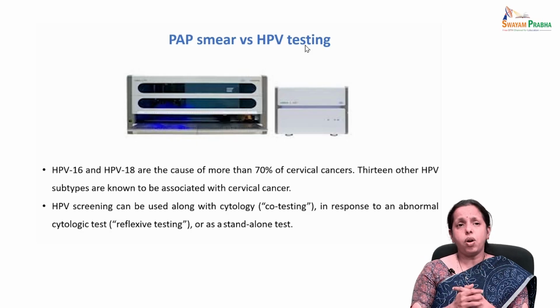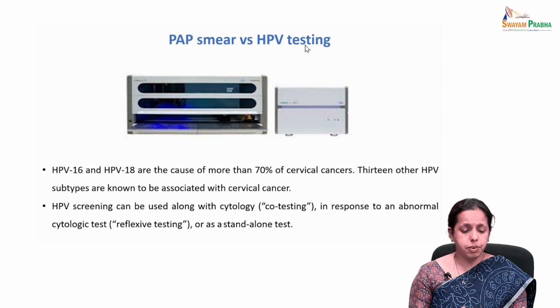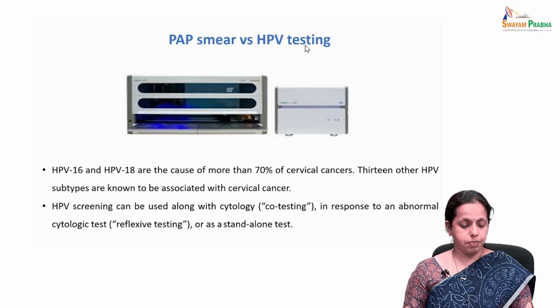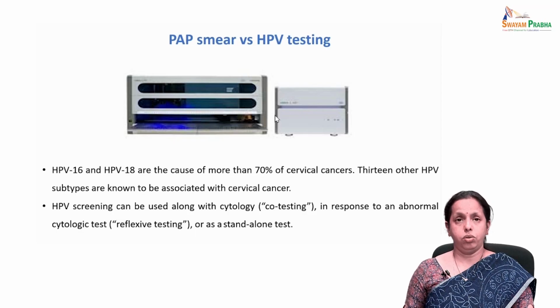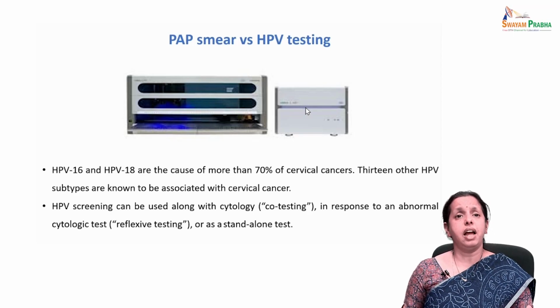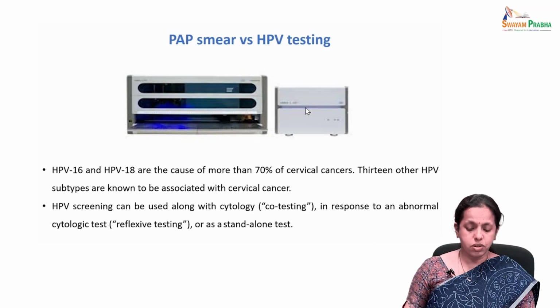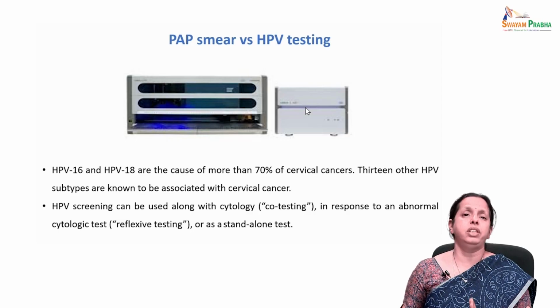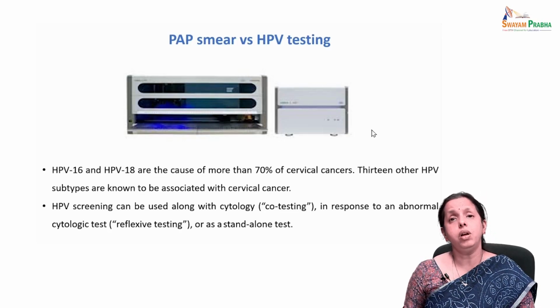programs. As we all know, HPV 16 and 18 are the cause of 70% of cervical cancer, and there are 13 other known HPV subtypes. This is a fantastic platform developed by Roche, the Cobas 4800, where HPV testing can be used along with cytology as co-testing, or as a standalone test for detection of HPV virus, which could be a prelude to cervical cancer.